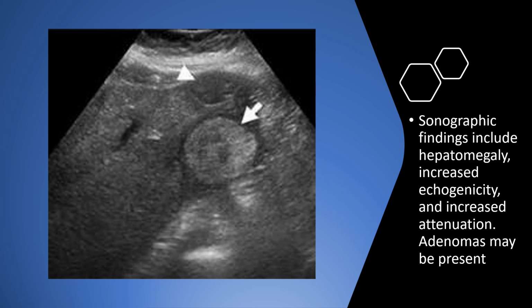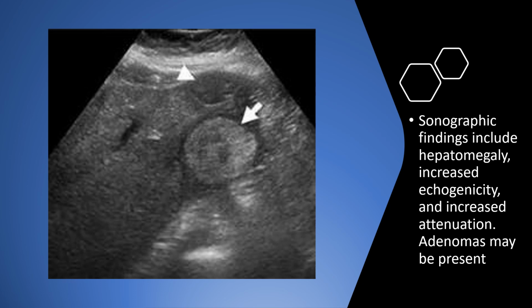Sonographic findings for von Gierke's include hepatomegaly, which again is an enlarged liver, increased echogenicity, so we're going to see a brightness of the liver, and increased attenuation, so the posterior and deeper sections of the liver will be harder to visualize because the sound signal is getting weaker. You may even see adenomas in association with von Gierke disease.